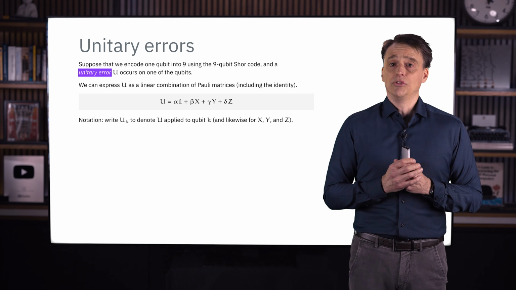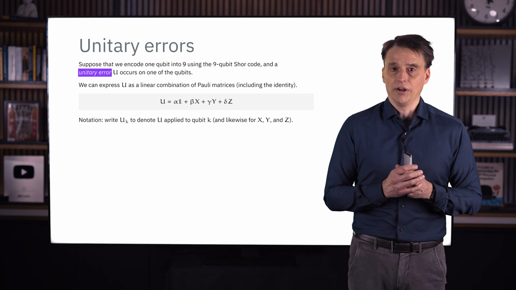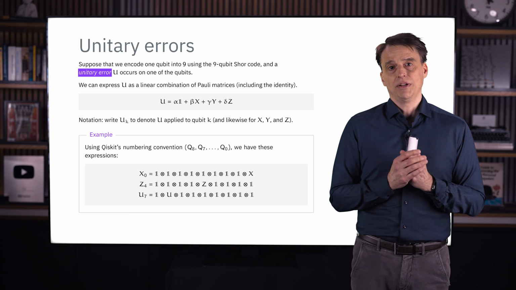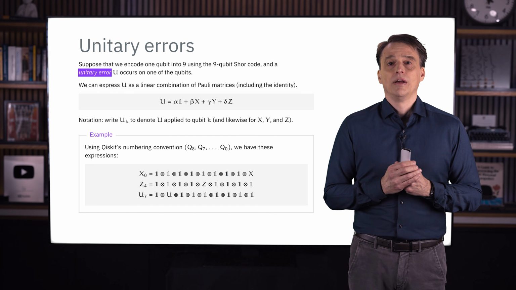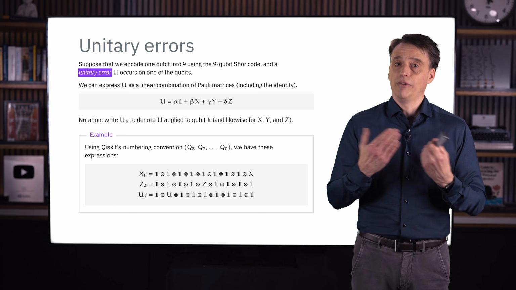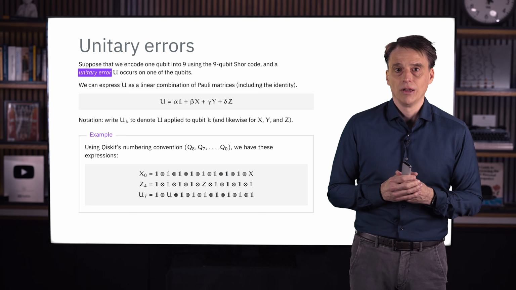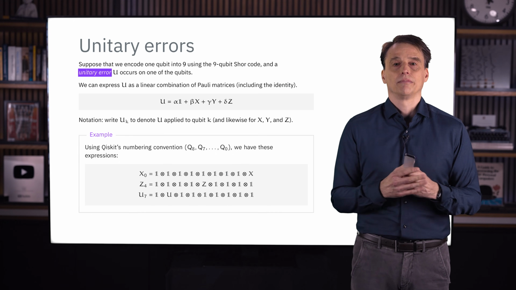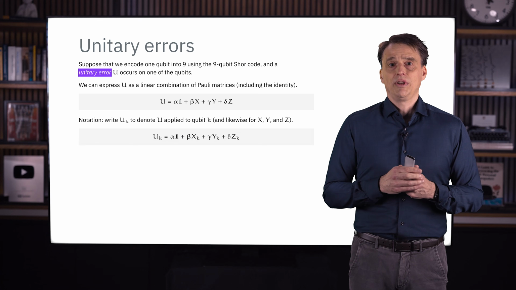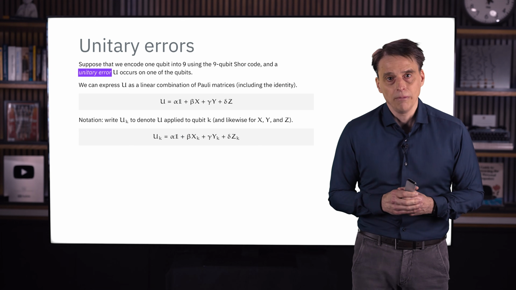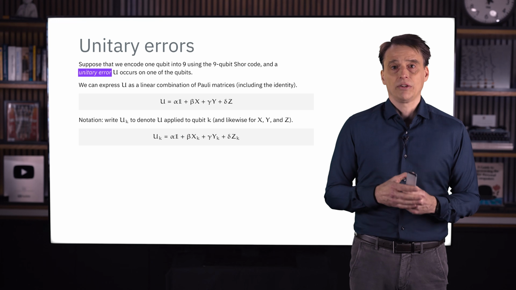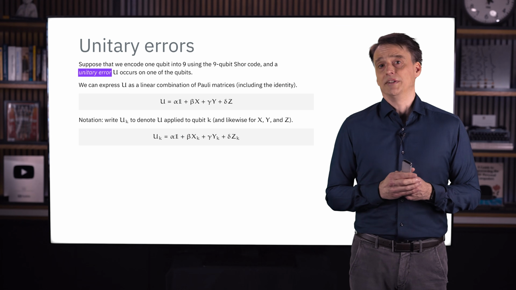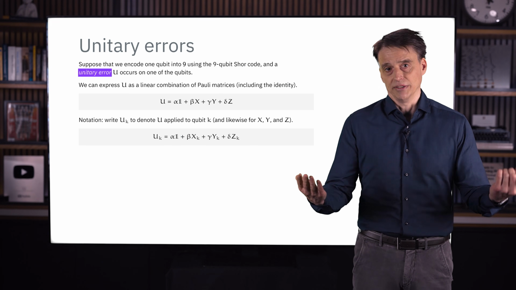It's also going to be convenient to use subscripts to indicate which qubit a given qubit unitary operation acts on. So, for example, if we use Qiskit's qubit numbering convention, starting from qubit 0 on the right, then we have the expressions shown on the screen for various unitary operations on single qubits, where in each case we tensor the unitary matrix with the identity matrix on every other qubit. So in particular, we can express U_K, meaning U applied to qubit K, as the same linear combination as before, except that each Pauli matrix is applied to qubit K. We don't need to bother with the subscript for the identity, by the way. The understanding here is that this is the identity on all of the qubits.